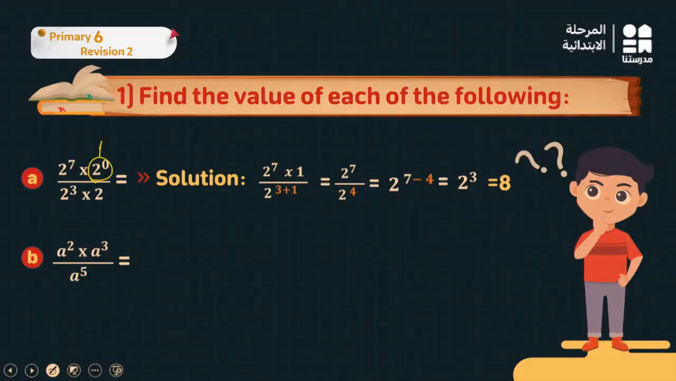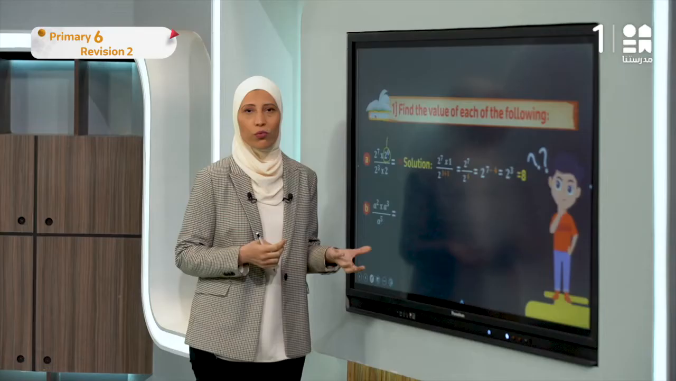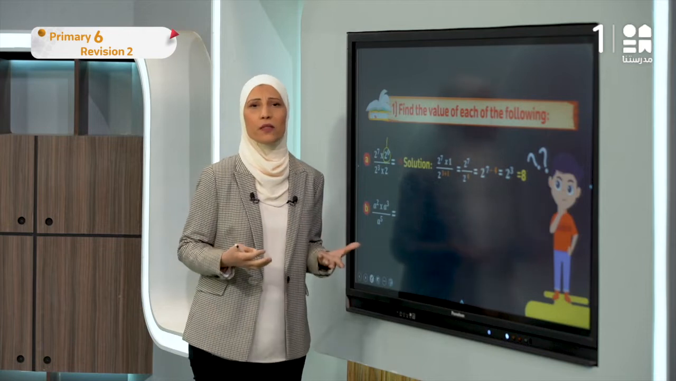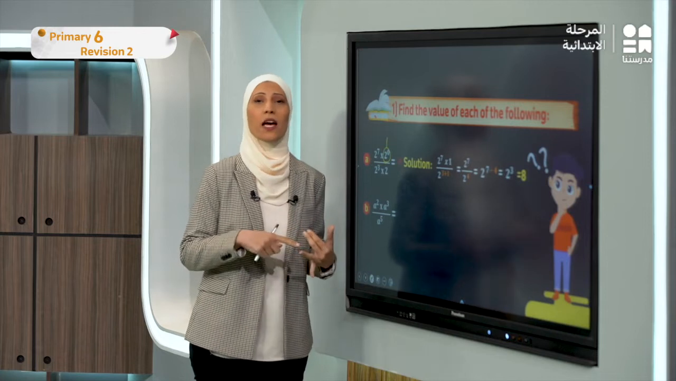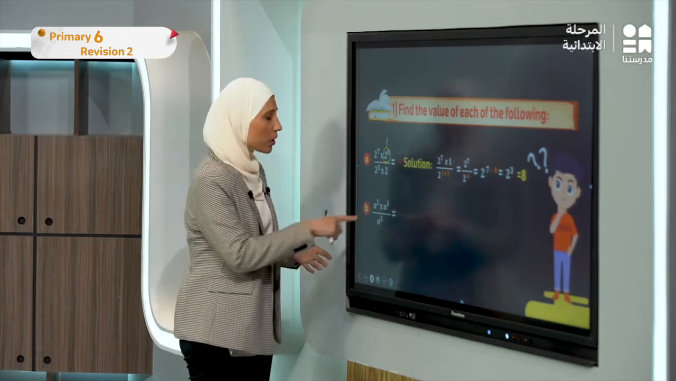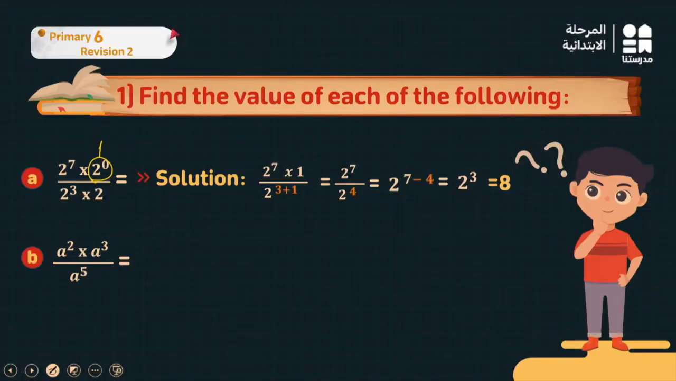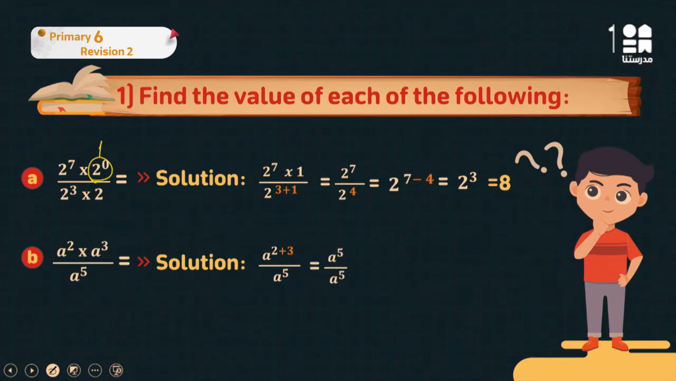Example number B: I have a to the power of 2 times a to the power of 3 divided by a to the power of 5. The base here is a, which is unknown. I don't know the value of the base, but I can use the rule of the power because I have equal bases and I have multiplication and division. So I take a and add 2 and 3. I write a to the power of 2 plus 3 divided by a to the power of 5. So 2 plus 3 equals 5. So it will be a to the power of 5 divided by a to the power of 5.